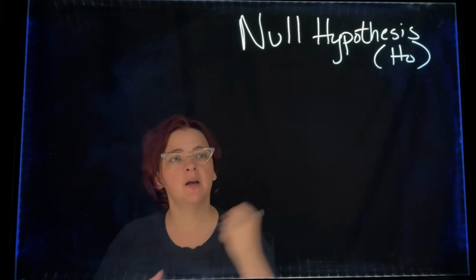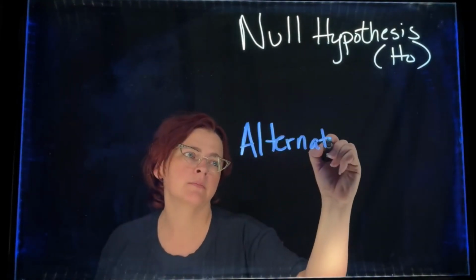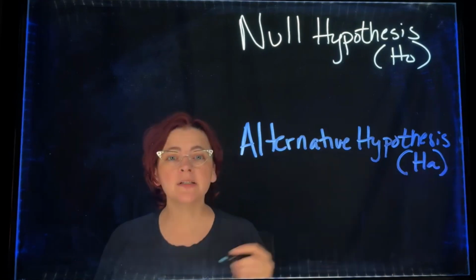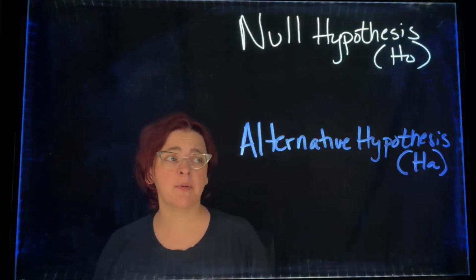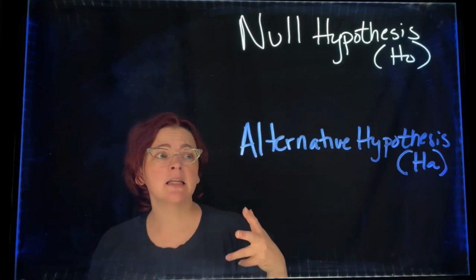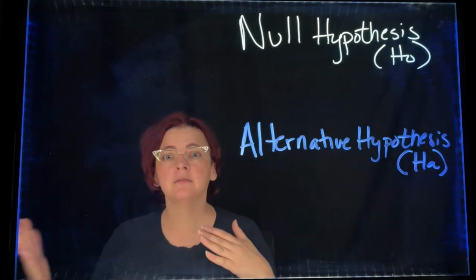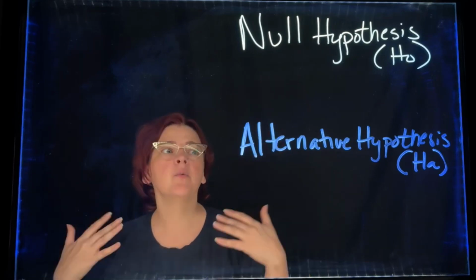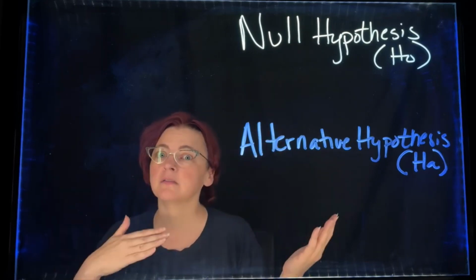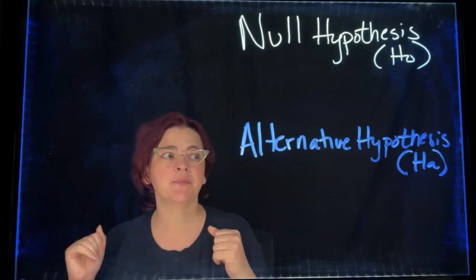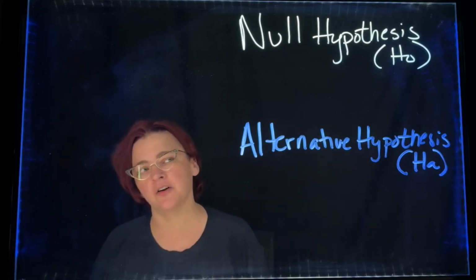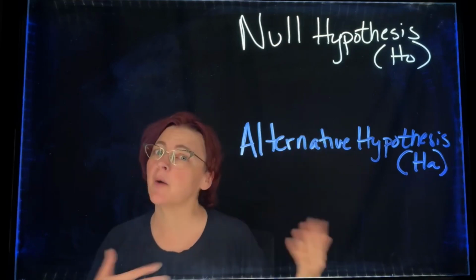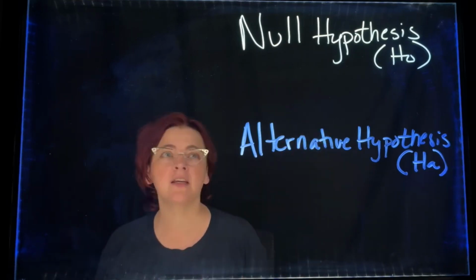On the other hand, we also have our alternative hypothesis, and this is abbreviated HA. Essentially, the alternative hypothesis is that there is a difference between our tested and our control. So it's kind of the opposite of our null. If there is a difference between our test group and our control group, then we do not reject our alternative hypothesis. You're probably going to run into the null hypothesis more than the alternative hypothesis, but I wanted to bring this up as it is a part of the statistics.